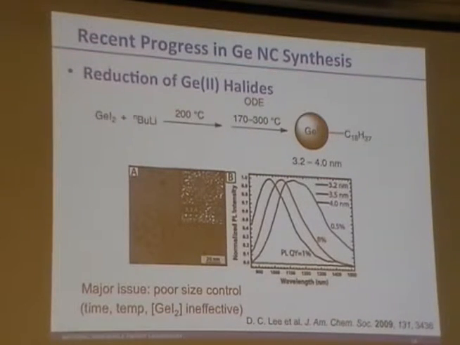But in the metal chalcogenide syntheses, what often happens is you can actually control the size. You can adjust the time or temperature or the concentration to control the size of your nanocrystals, and that does not work here. And so that really perplexed the Los Alamos group.